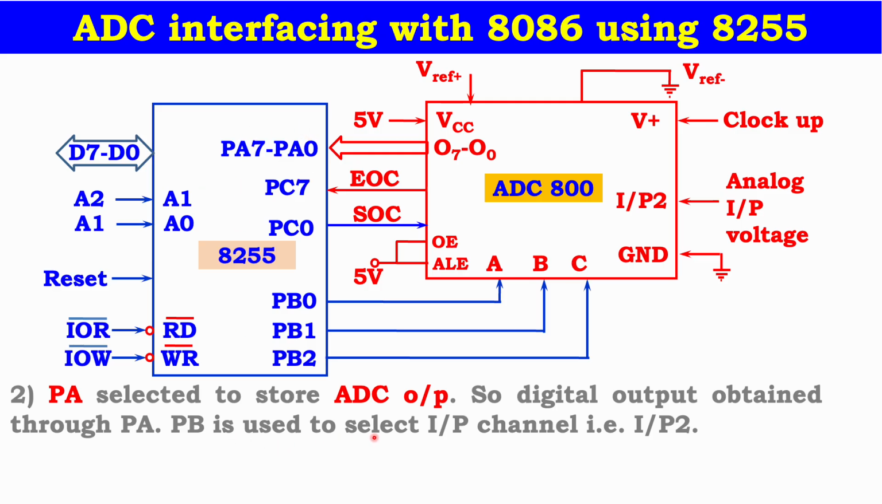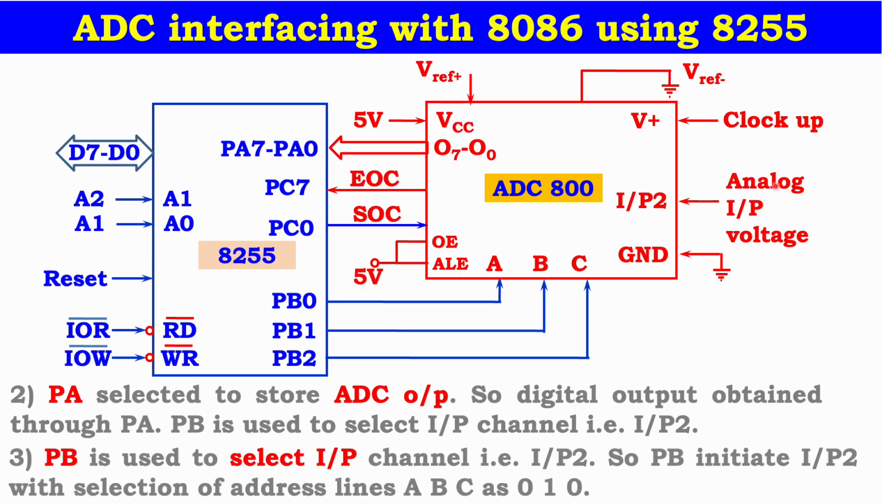Now port B is used to select the input channel. See, this is port B. Port B provides the ABC logic high or logic low to select the corresponding input signal. Suppose I want to select analog input signal 2. How is it done? Let us see one by one.